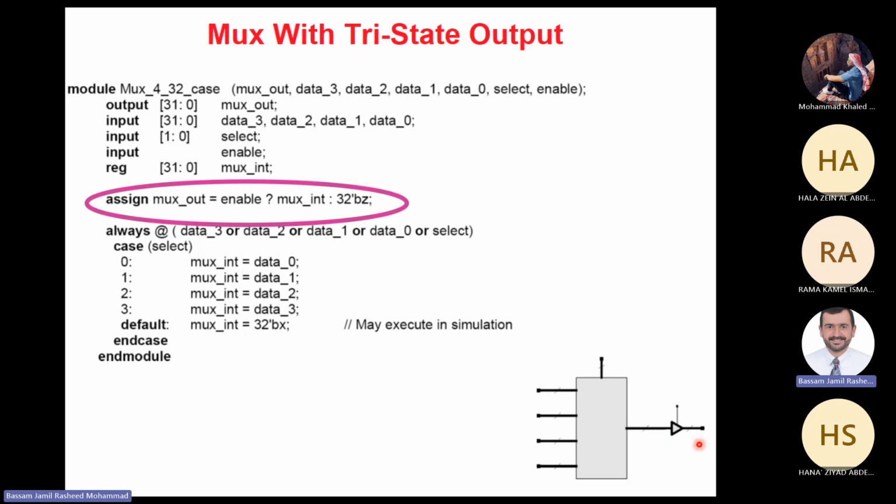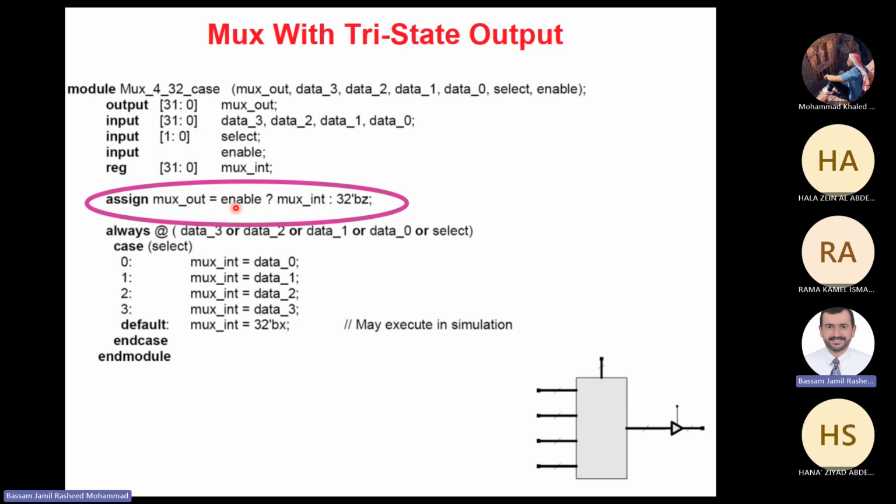So how to implement high impedance? It's very simple. You compute this multiplexer here, you do all your work here. Then the output of this multiplexer comes in here, and then we say that the multiplexer output, which is this one here.